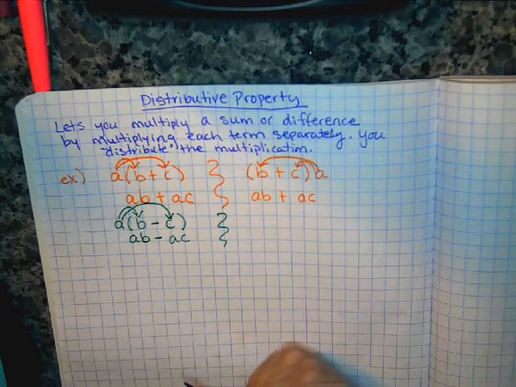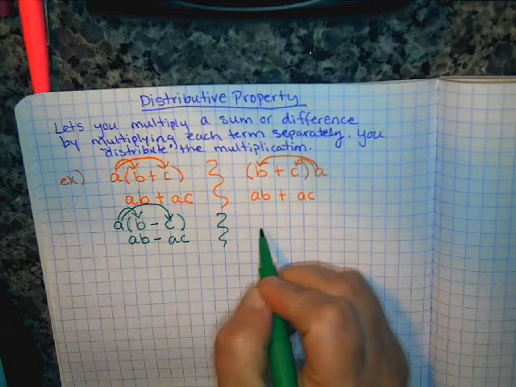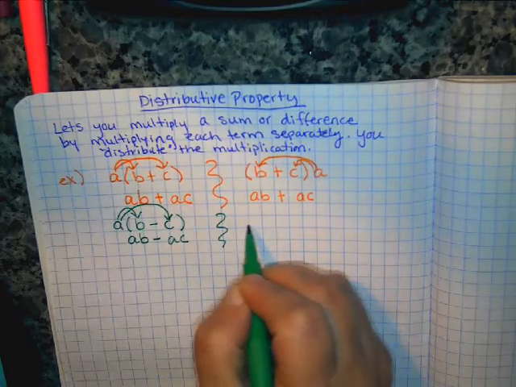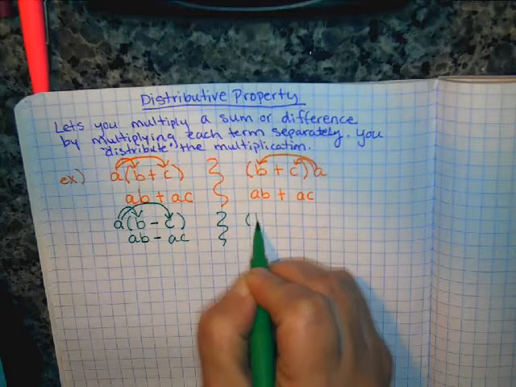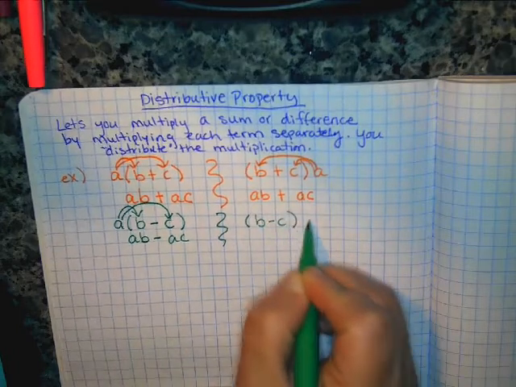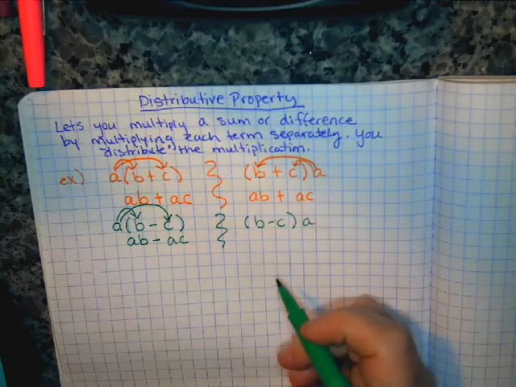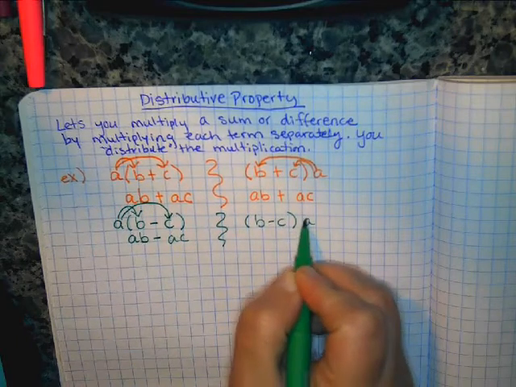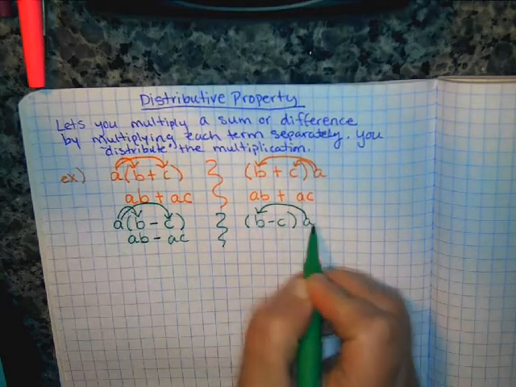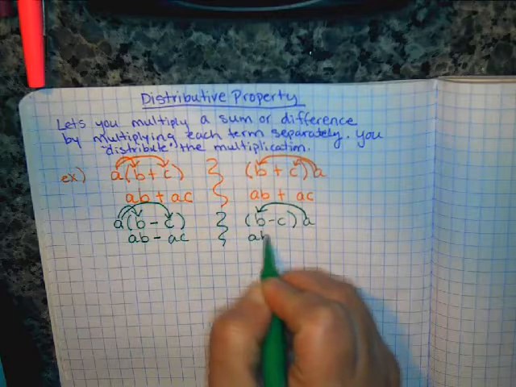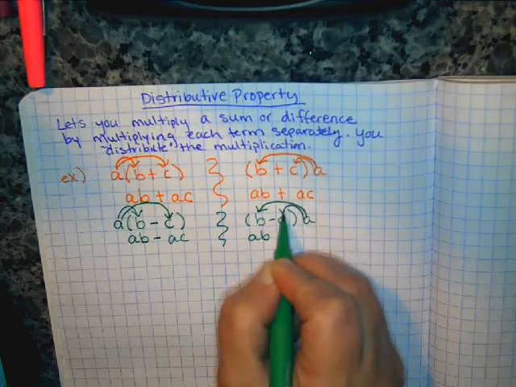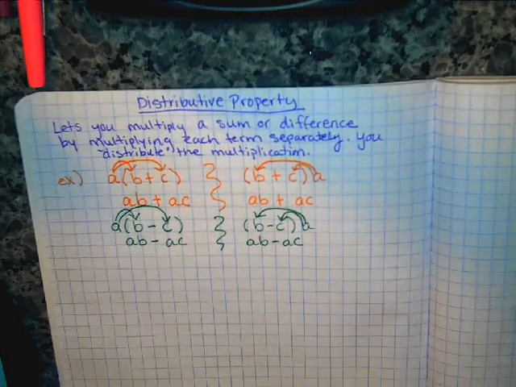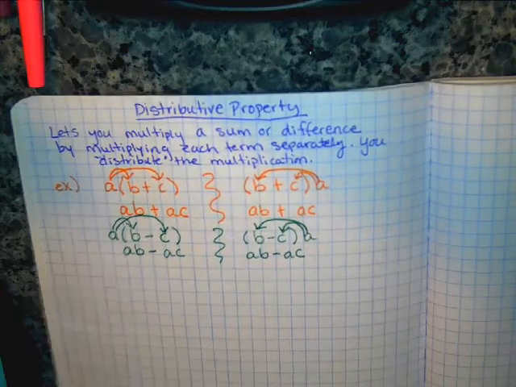This would also work with a variable in the back. So B minus C times A. You must go to the front. You will not get the same answer if you do not. So you got to go to the B. A times B is AB. A times C. And then keep the sign the same. You must go to that front number.